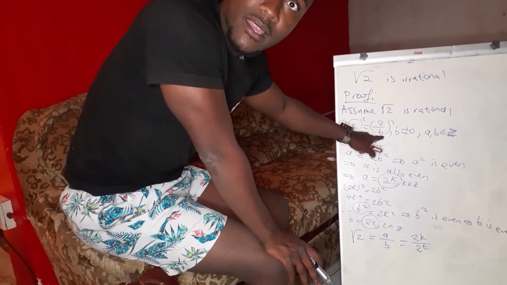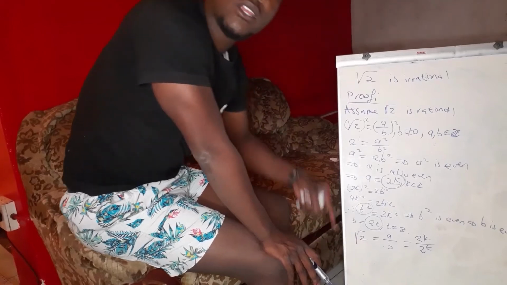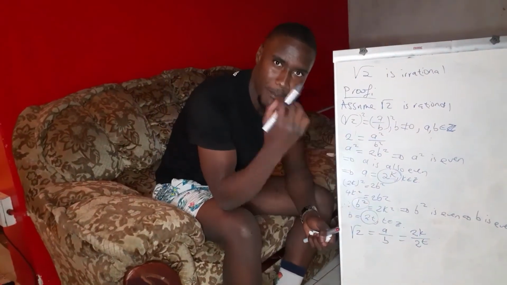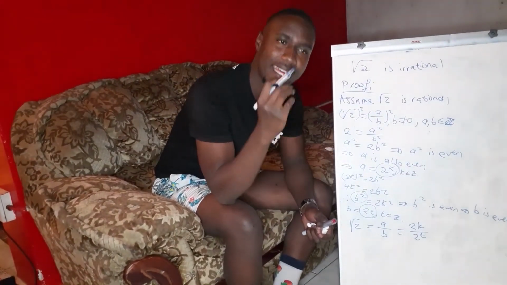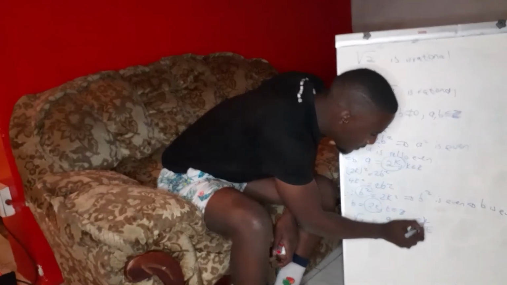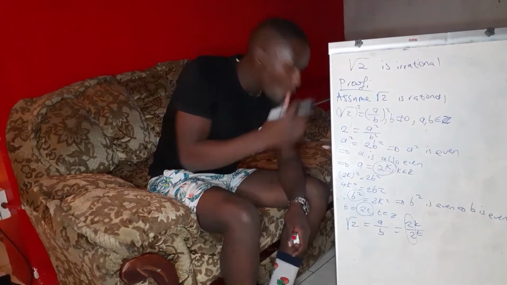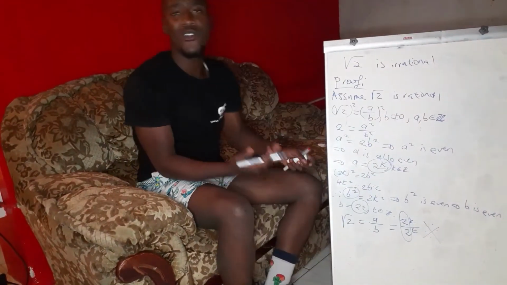But you see now, I have just given you a disclaimer that for this to be rational, A and B have to be co-prime, right? Being co-prime means they don't have any factor in common other than 1. But if you can see here, they have a common factor of 2. You can actually factor out 2, which then contradicts our conditions.